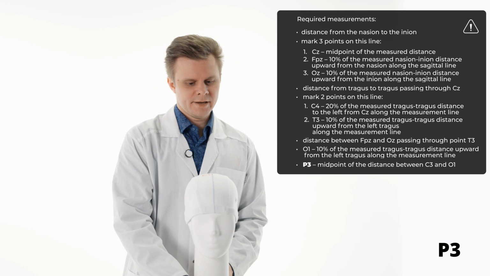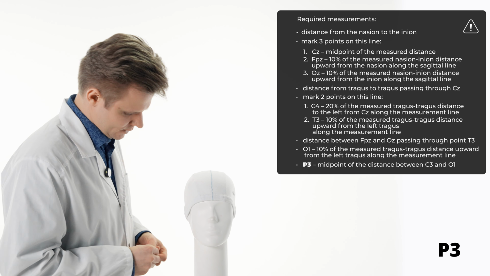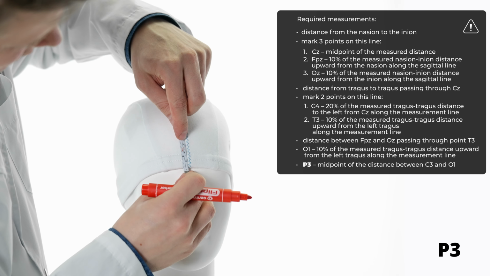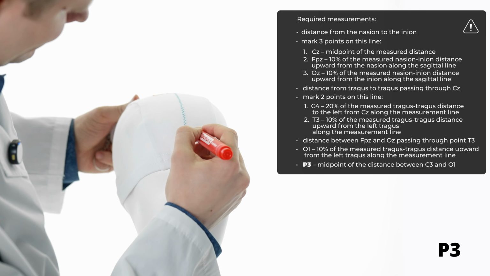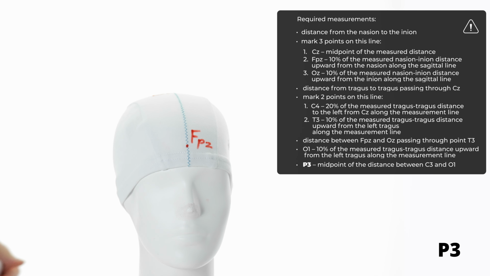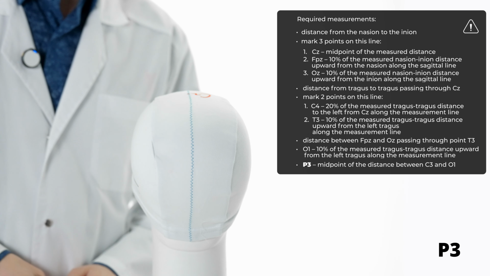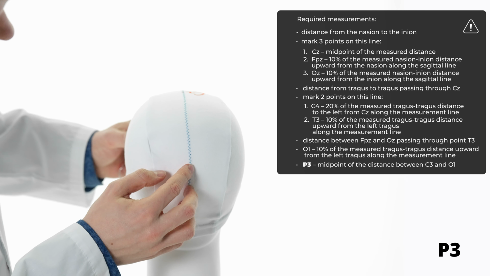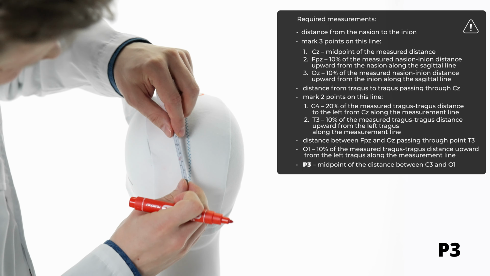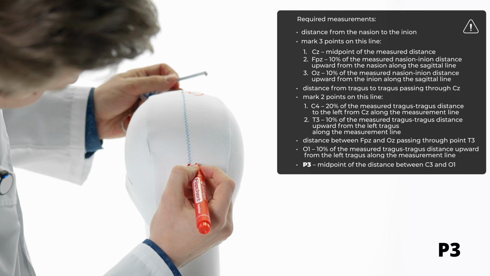The next point is FPZ. FPZ lies 10% up from nasion. That means, in our case, this distance is 3.2 centimeters up. And the last one, along sagittal line, is OZ point that lies 10% up from the inion. So in our case, this distance is 3.2 centimeters up from the inion.